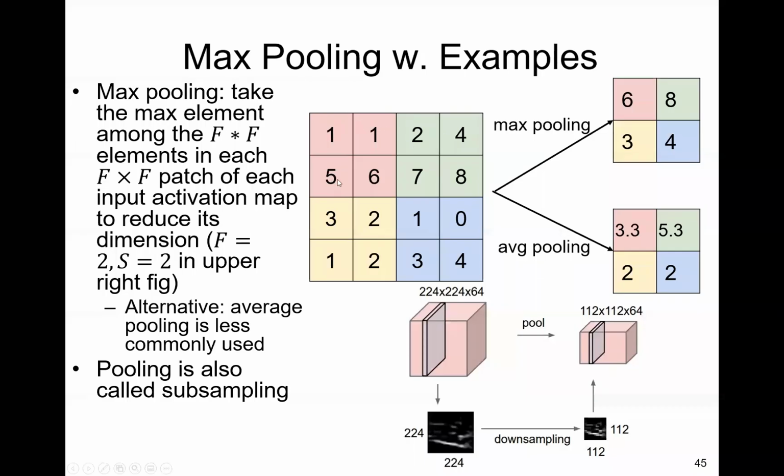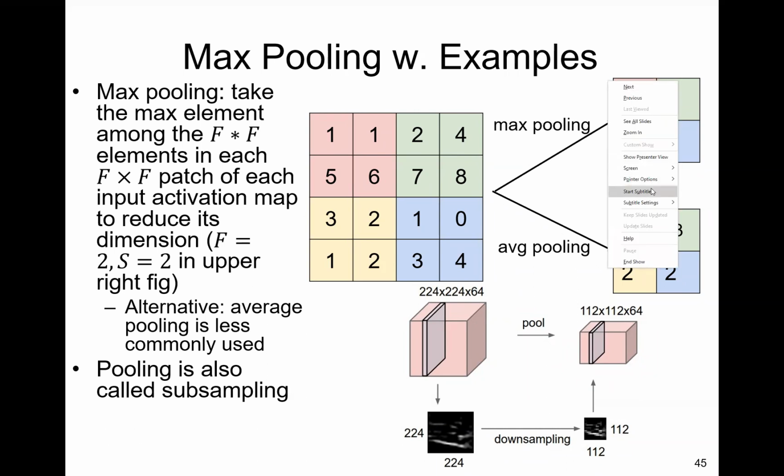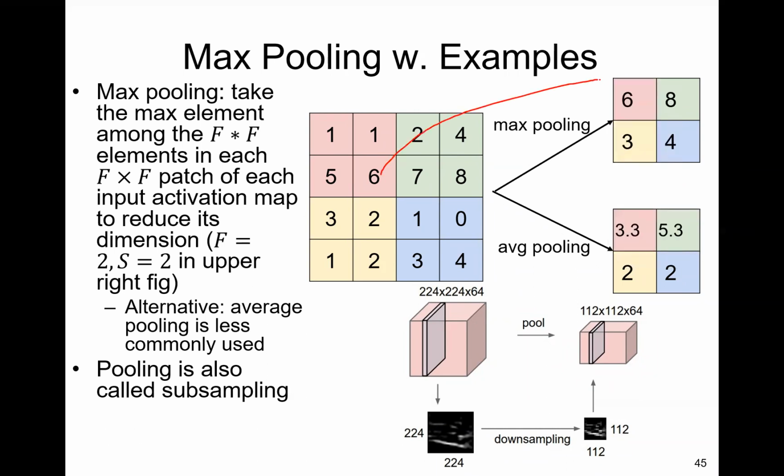So if you do a max pooling, then you take the max element in each patch. So here it's a 6. The max element in this patch is 8. The max element in here is 3. Max in here is 4. Or you can do average pooling. So you take the average of the 4 numbers. 3 by 3, 5.3, and so on. Max pooling is more common, but average pooling is also sometimes used.